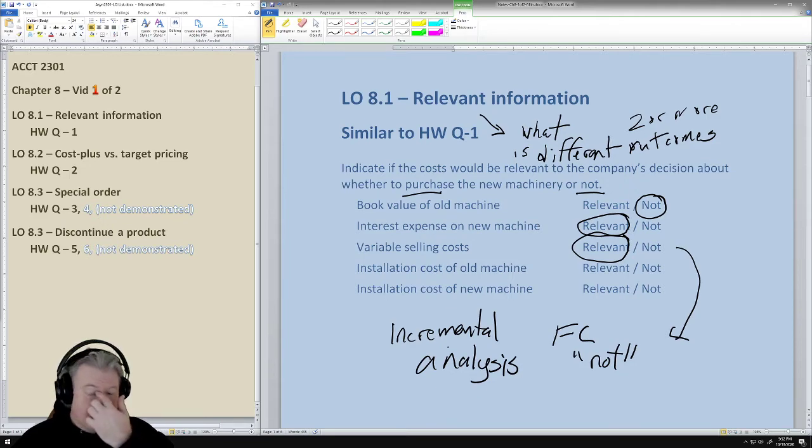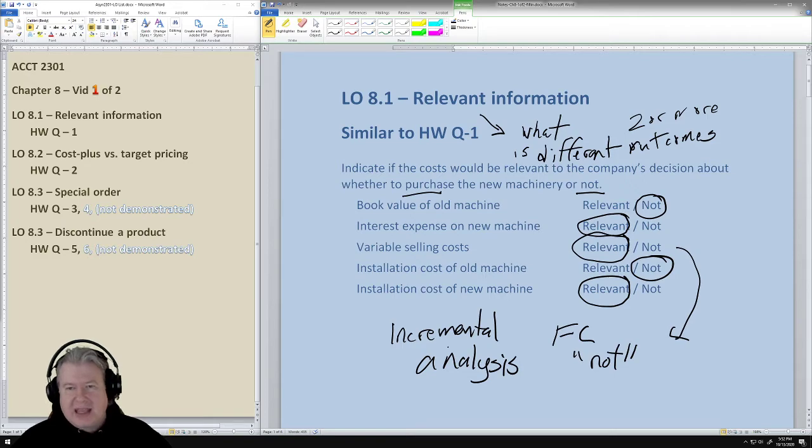Installation cost of the old machine, obviously that doesn't change no matter what you do going forward, but installation cost of a new machine would be a new cost and would be relevant. It would be something different. So when you go down the list, rather than guessing, just make sure you understand the purpose of relevant. Not that the information doesn't get added in at some point, but for your decision making, relevant information is the information that is different between the two outcomes.